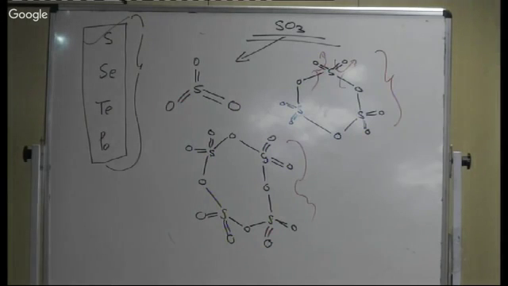SO3 can exist in 2 forms. One is tri-molecular, the other is tetra. Clear?